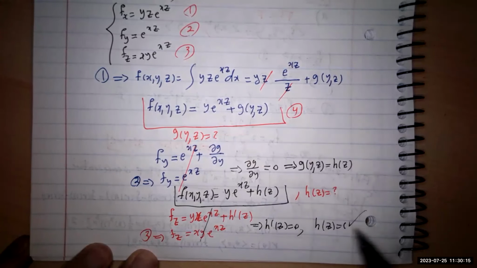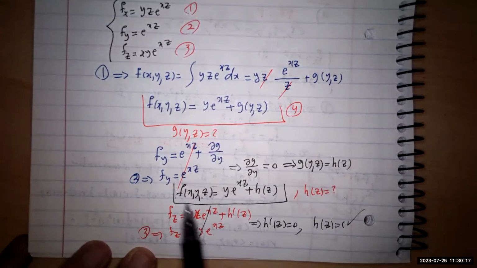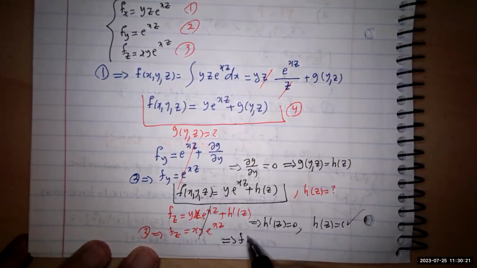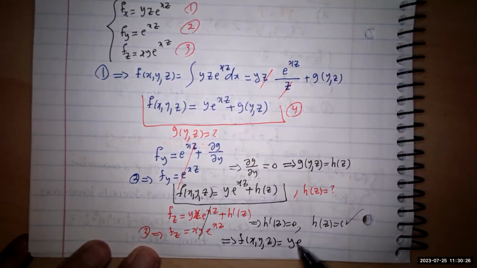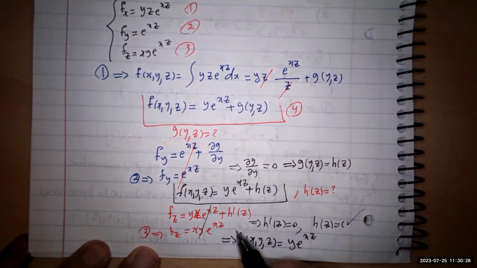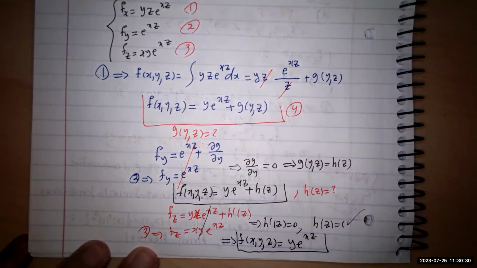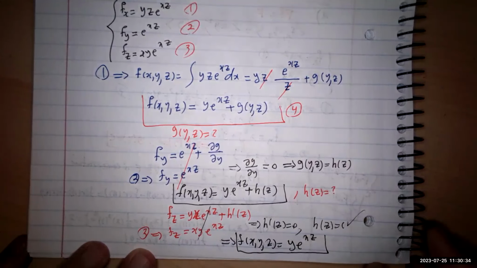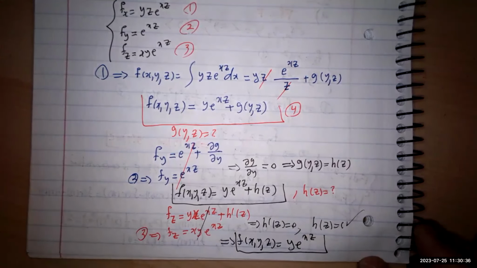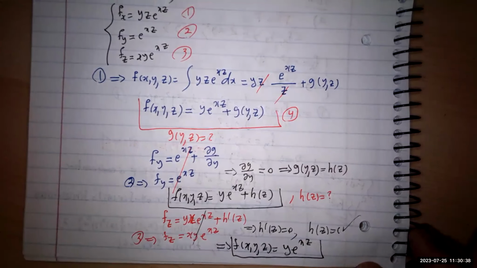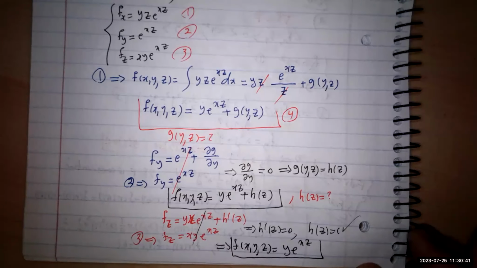So it's not a good one. So this means your function is simply, the conclusion is, the potential function f of x, y, z is simply y e to the x z. So this is going to be the potential function. Okay, so this means this force is conservative. So we can quickly, using the fundamental theorem of calculus for line integrals, take care of the numbers.